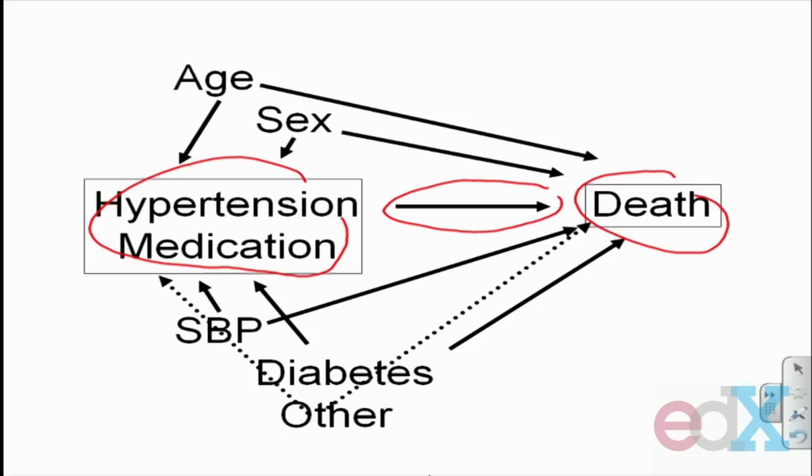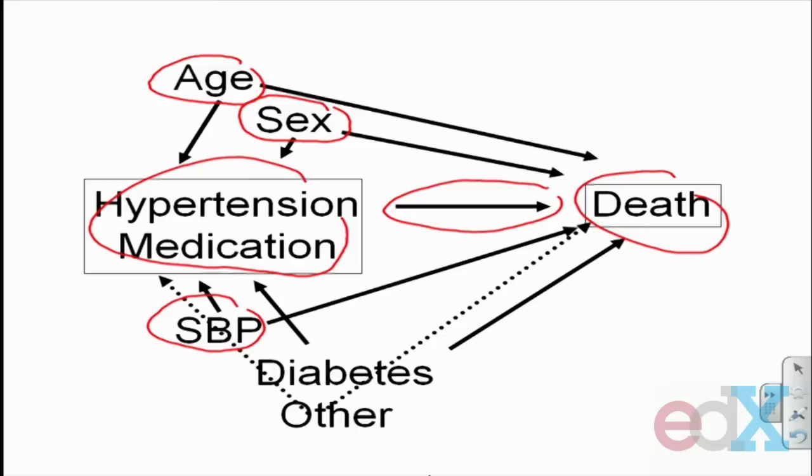And maybe the type of person who received hypertension medication is different from the type of person who did not receive hypertension medication, different with respect to other risk factors that could cause you to get high risk or low risk of dying. So for example, it could be that the people who received hypertension medication had a different age distribution from the people who did not. And age, we know, increases your risk of dying. It could be that people who received hypertension medications were more likely to be men, and men are more likely to die than women. Or maybe they had higher blood pressure, and higher blood pressure leads to higher risk of dying.